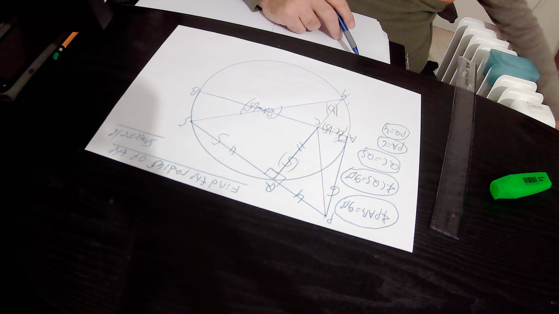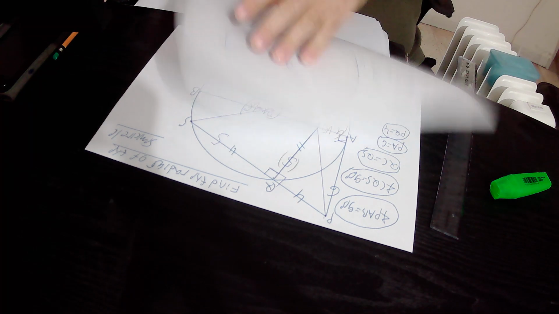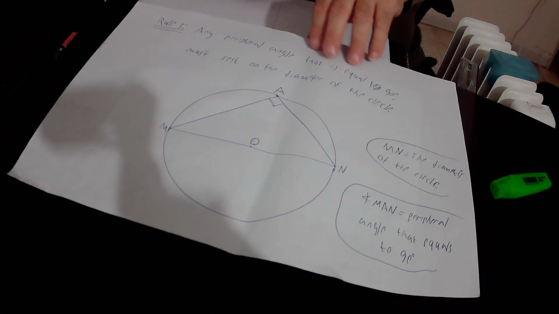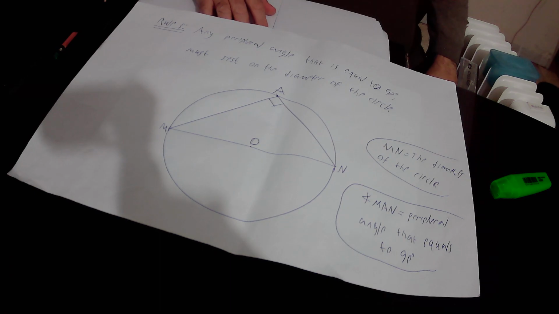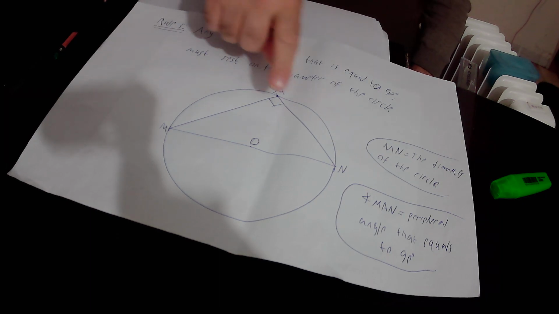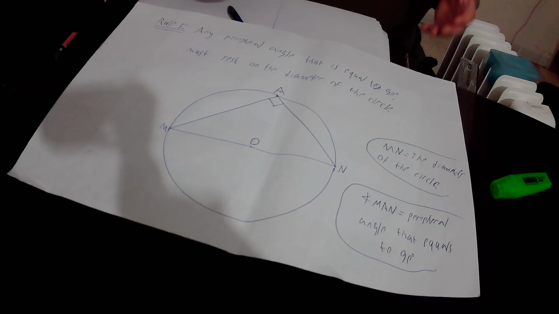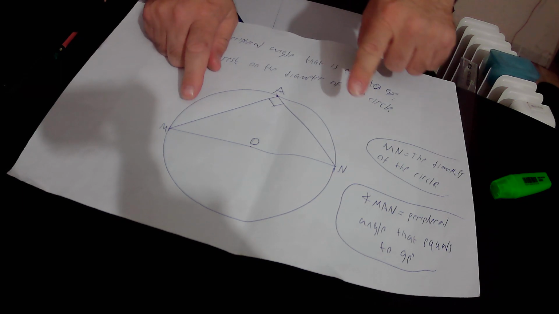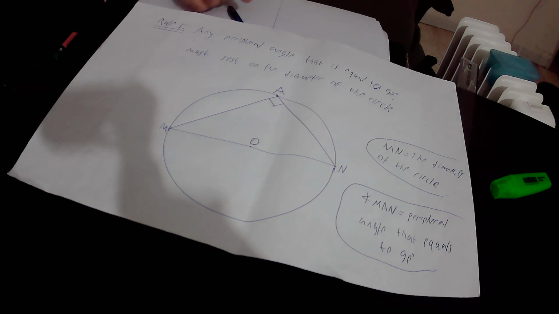I repeat again rule number 5. According to rule number 5, any peripheral angle that is equal to 90 degrees must rest on the diameter of the circle. Here we have in the drawing peripheral angle MAN that is equal to 90 degrees, therefore this peripheral angle must rest on the diameter of the circle. That is to say, MN is the diameter of the circle.